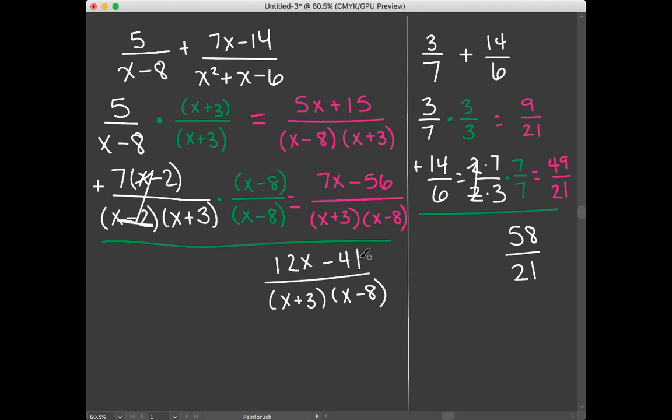So 12x minus 41 cannot be factored. So we're going to just leave it there as 12x minus 41. 58 over 21 also cannot be simplified. The factors of 21 are 3 and 7, and 58 is not divisible by 3 or 7.